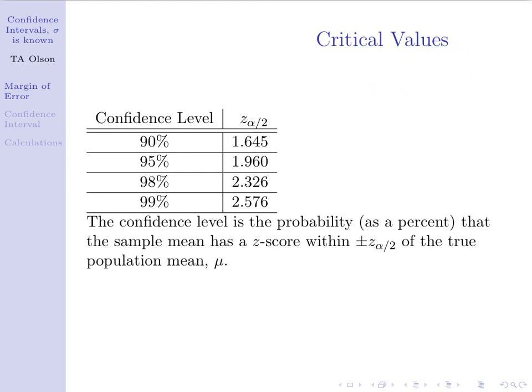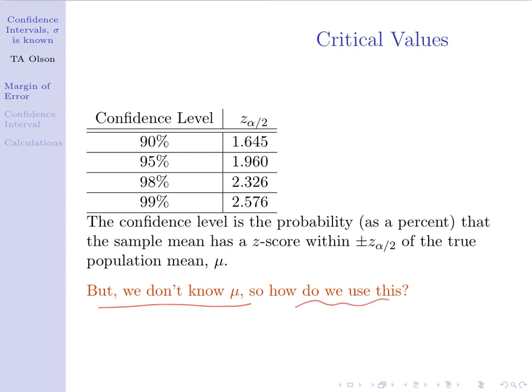Right, and the way to think about this is the confidence level is the probability as a percent that a sample mean, our x bar, has a z-score within plus and minus z alpha over 2 of the true population mean. But the problem is we usually don't know the population mean in this case. We're trying to estimate it using our sample. So how do we use this?